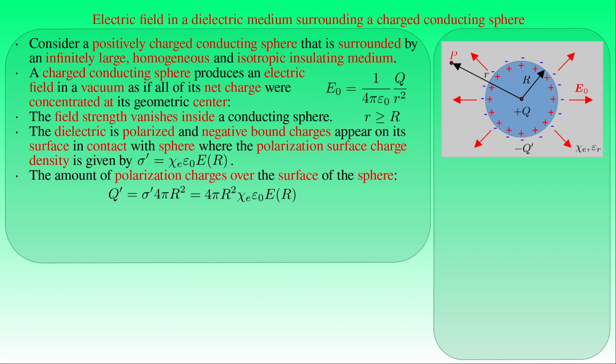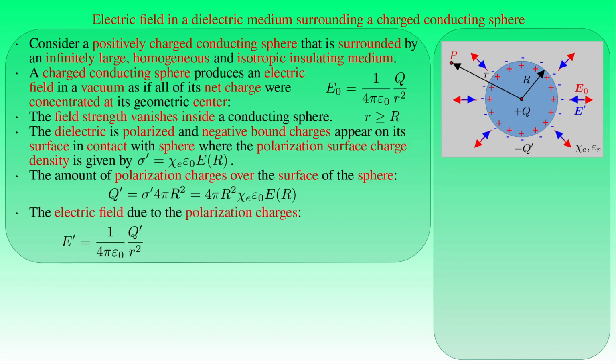The magnitude of the electric field strength E' at the point P due to the polarization charges Q' distributed over the surface of the sphere is equal to 1 over 4 pi epsilon naught, times the amount Q' of the polarization charges over the square of the distance r. By substituting the expression obtained for the polarization charge Q' into this equation, we can write the magnitude of E' as Chi times the ratio of R squared to r squared, times the magnitude of E evaluated at R.